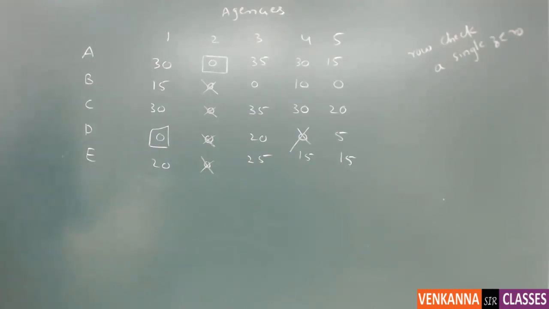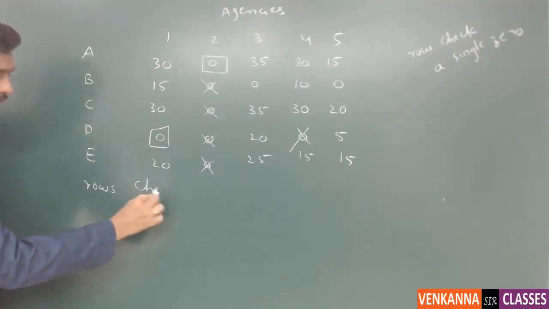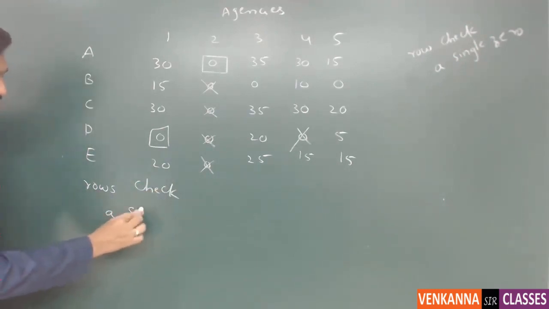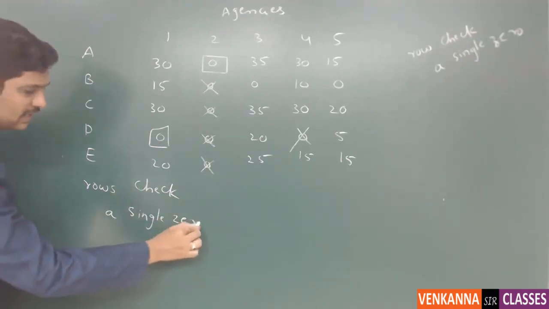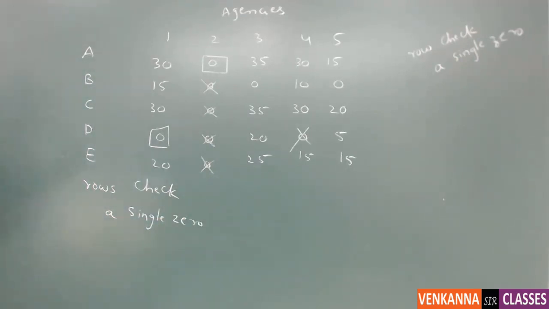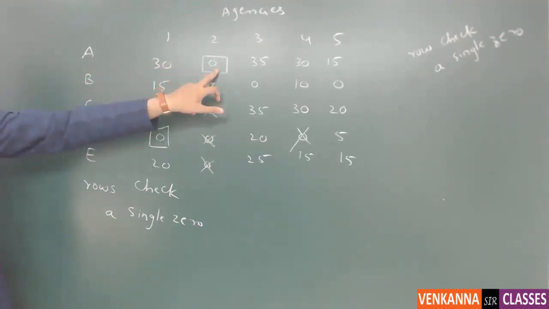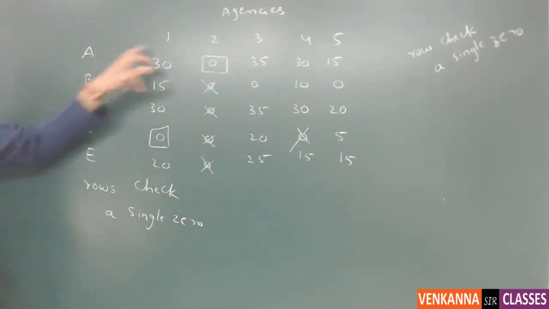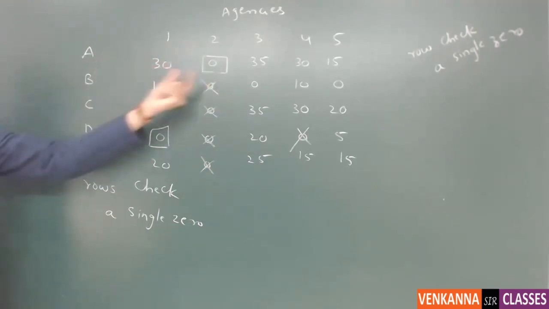I am making the allocations for the rows first, where a single 0 is there. You first check for the rows where a single 0 is there. Whenever you have a single 0 in the row, it means there is no other option for the 2 to be paired, isn't it? And which gives the minimum. So in the first row there is a single 0, so I am allocating place A to agency 2. So it is marked.